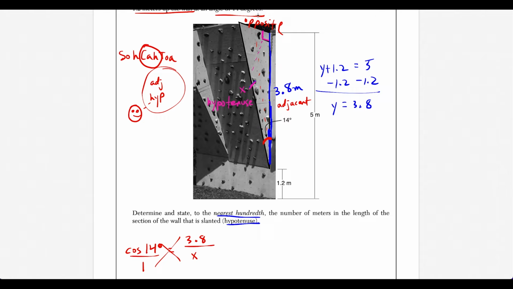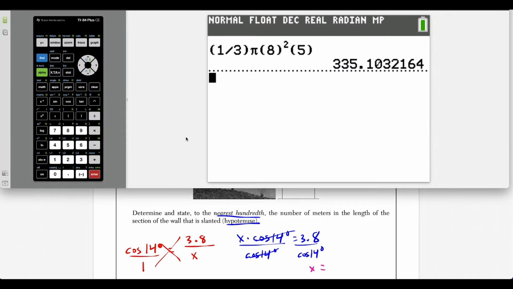So now in the next line, we have X times cosine of 14 degrees equals 3.8. And now we're just going to divide by cosine of 14 degrees to get X by itself. And now this is going to tell us what we need to know, and what we need to know is what is the value of X. X equals, and now we just have to type this in.